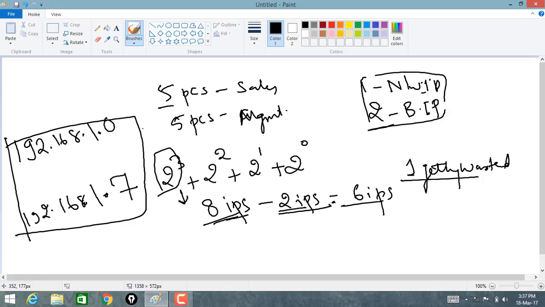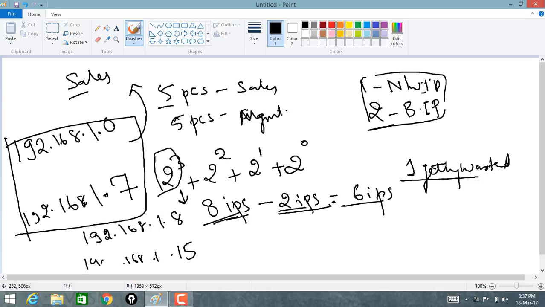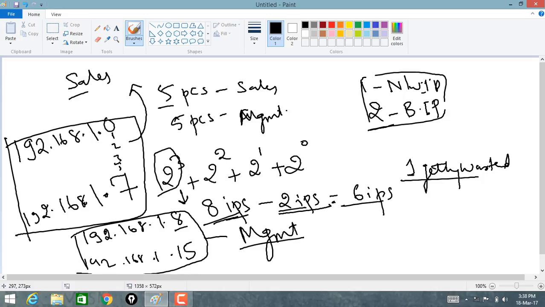This whole subnet I will give to sales, and another subnet which will start from 1.8 will go till 15. I will donate this to the management. And now if I try to ping from .8 to 1, 2, 3, 4, 5, 6, any of these IPs, it will not be able to ping, it will not be able to communicate, because this falls in another subnet and this falls in another subnet.